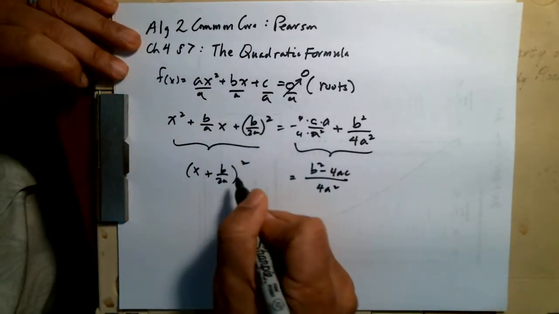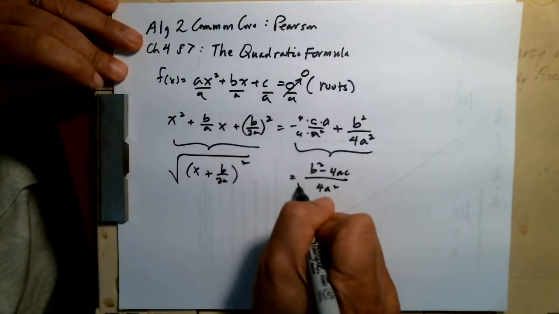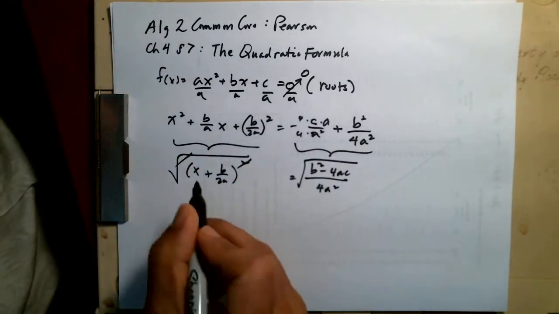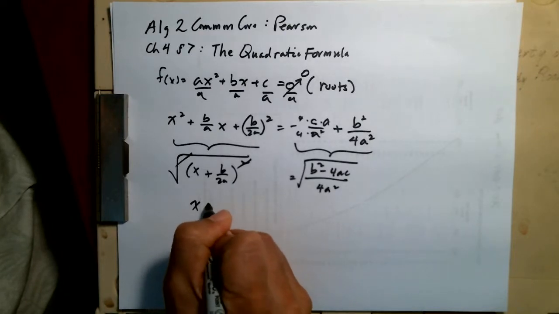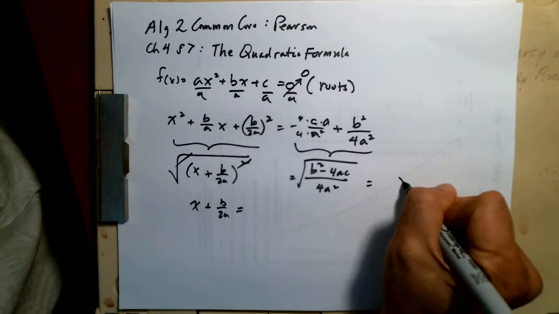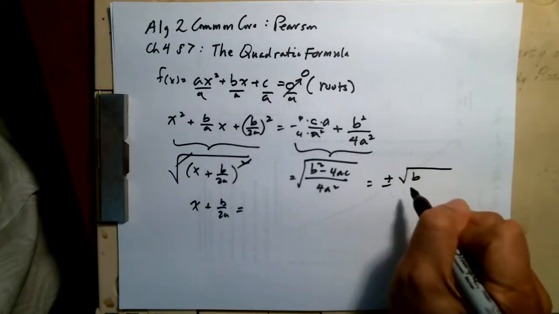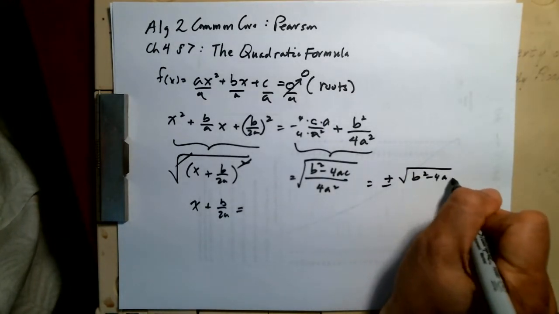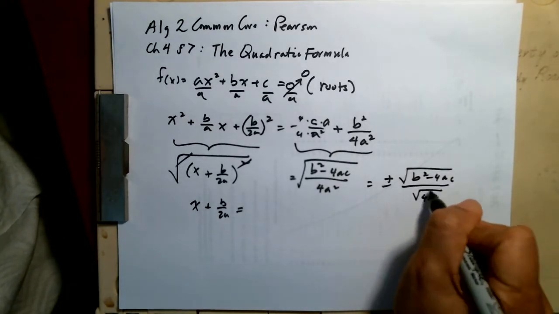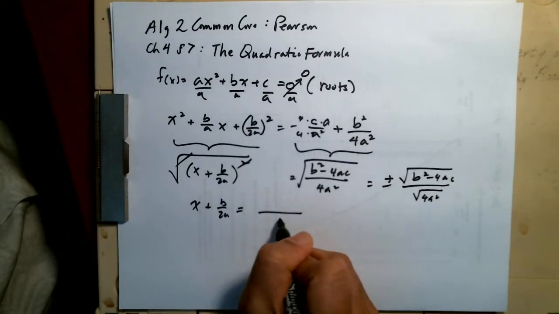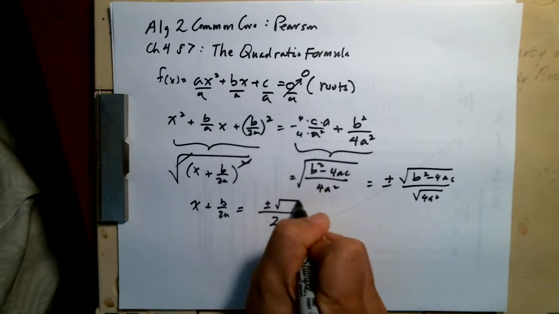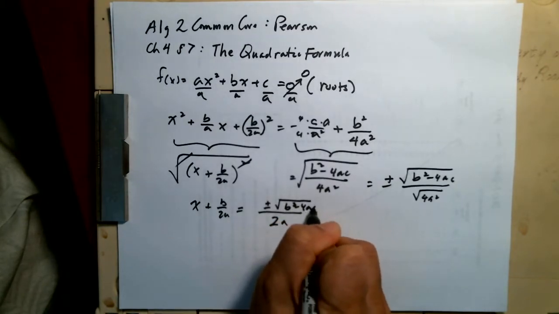And now what we do is we square root both sides, the left side and the right side. On the left side, we cancel that because it's the inverse operation. It becomes x plus b over 2a is equal to, on the right hand side, the square root of b squared minus 4ac all over the square root of 4a squared. I know the value of the square root of 4a squared is 2a. End up with plus or minus the square root of b squared minus 4ac.